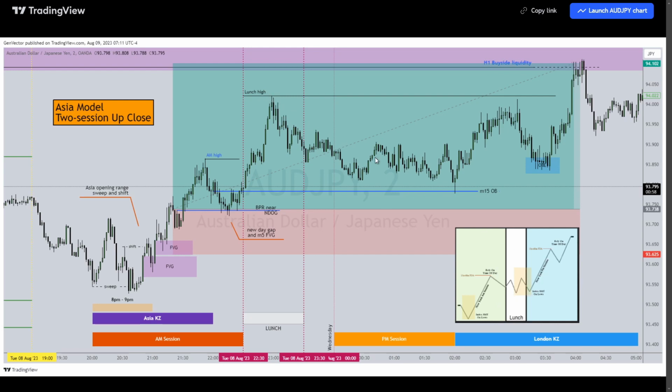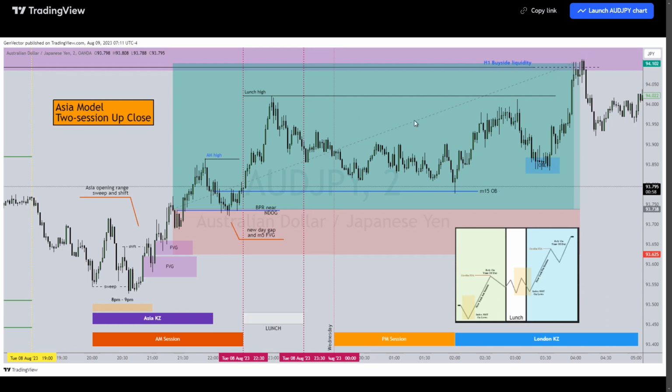We get that retrace happening all the way late going into London. London tags into the M15. We make a run for the lunch high, have an OTE, and then run back up to an H1 buy side liquidity right in that 4 o'clock hour.